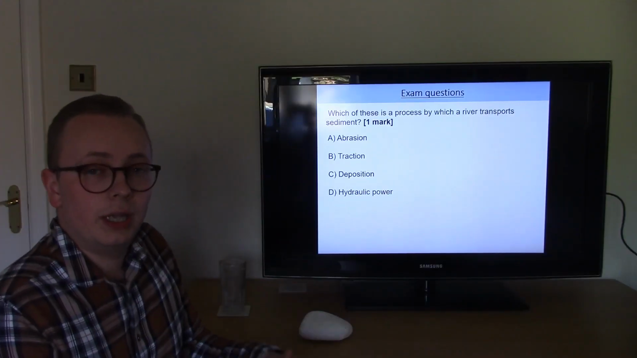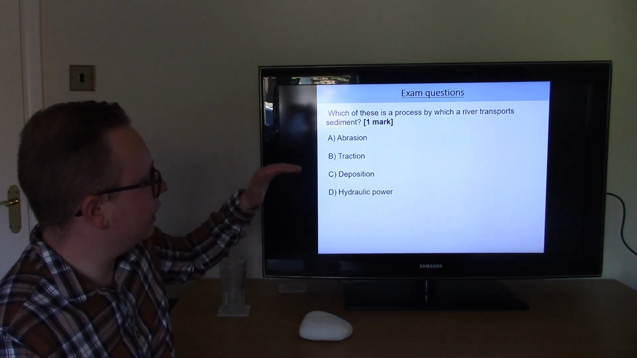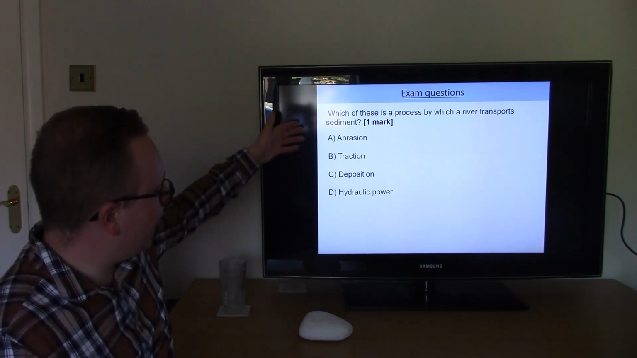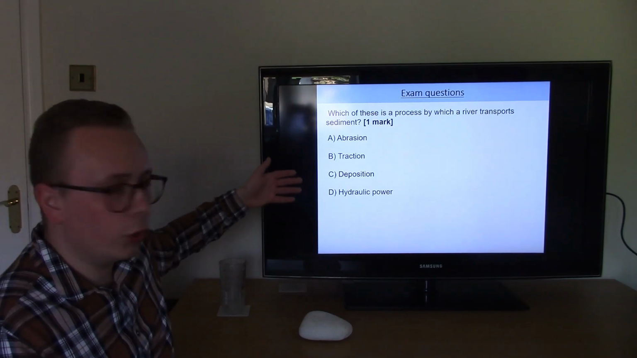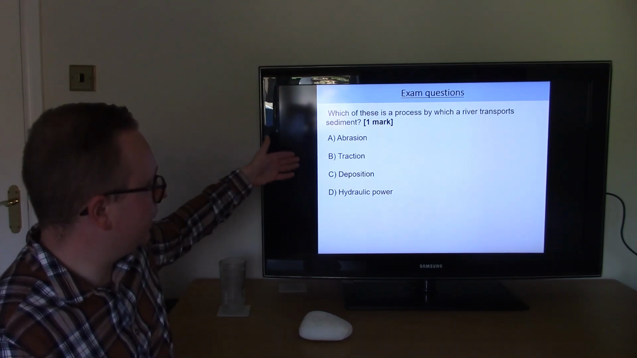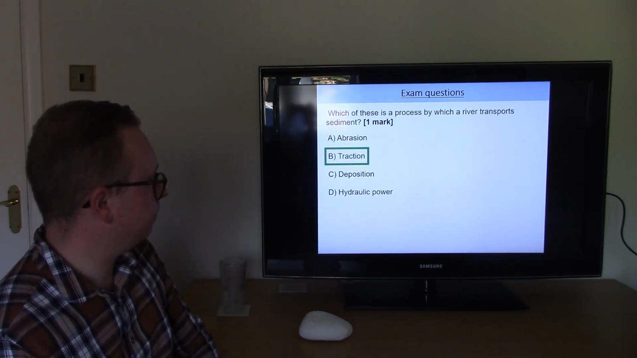This next question is a multiple choice question about processes, and it asks us which of these is a process by which a river transports sediment. A and D are clearly both erosion processes, C refers to deposition, and B is the only one there that is our transport process, traction.